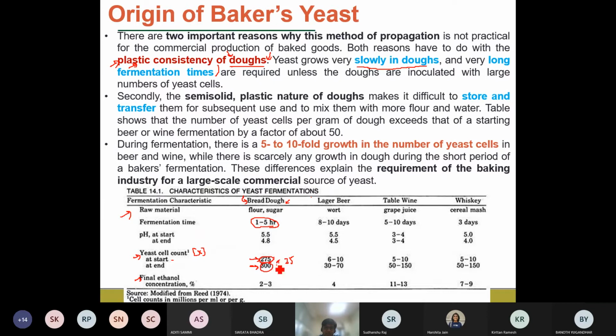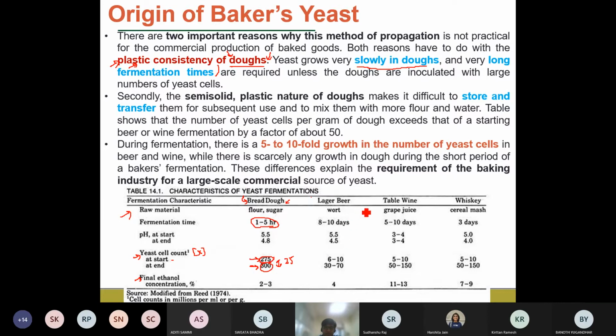Okay, and that slow growth rate is because of the components, the growth media components that are present, and there is always a resistance when the yeast is grown in the form of a semi-solid structure. Okay, and that is why the growth rate is very low.